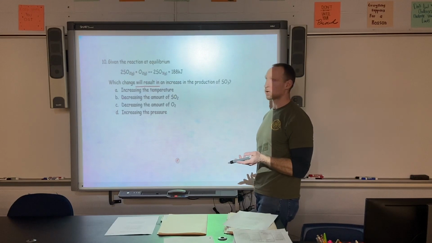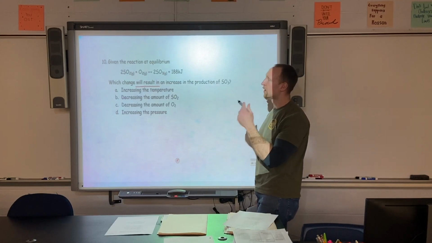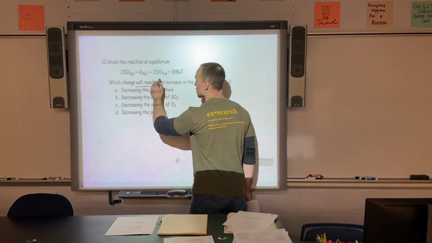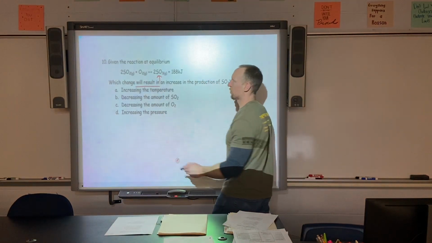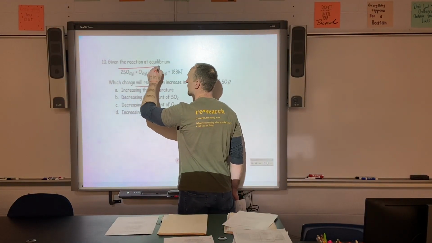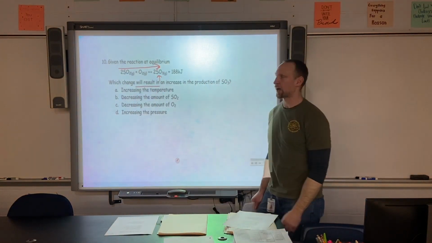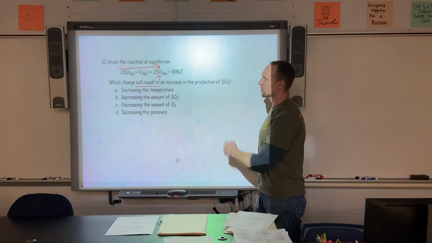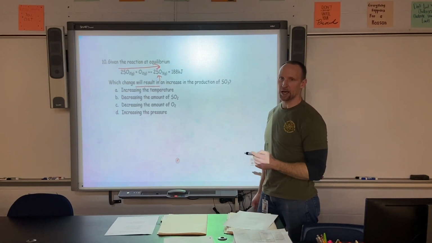So this one's a trickier one. This is the one where they give you the outcome, and you have to figure out the stress. So we want to make more SO3. So how do I do that? Speed up the forward reaction, shift right. Which of these is going to give us the desired outcome?